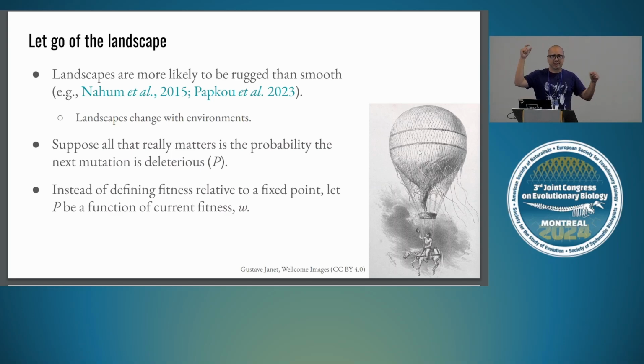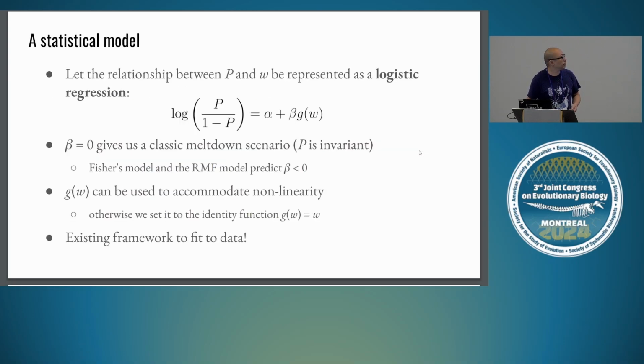And we just drift along in a landscape, and we just worry about what is the probability that the next mutation is bad, that it's deleterious. What if we allow that probability to be a function of our current fitness? What does that model look like? And so that's what I'm going to be exploring with computer simulations.